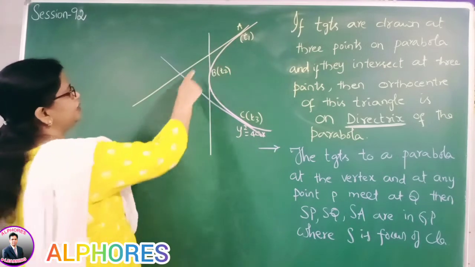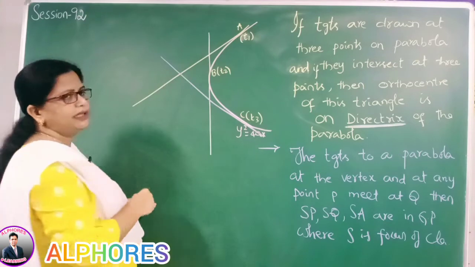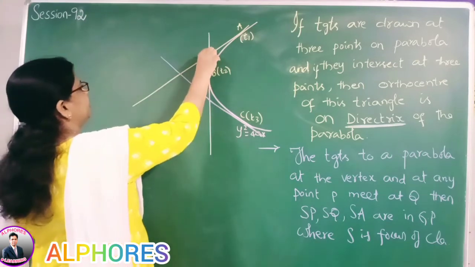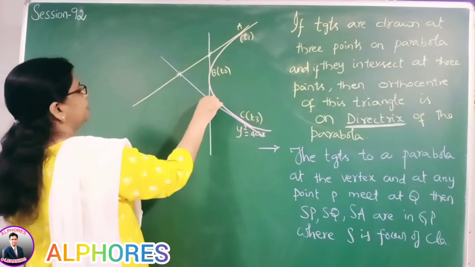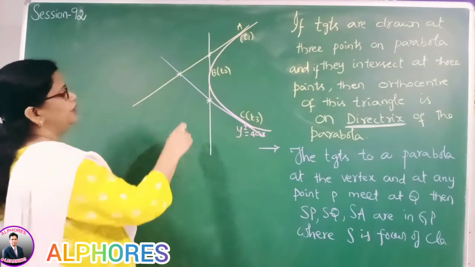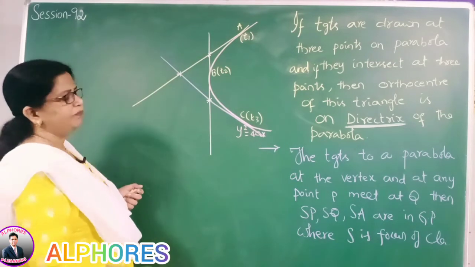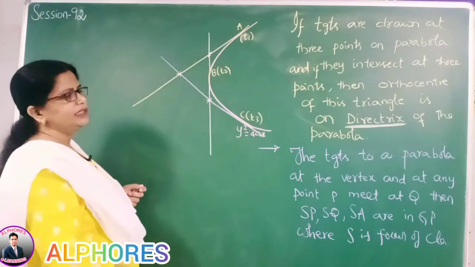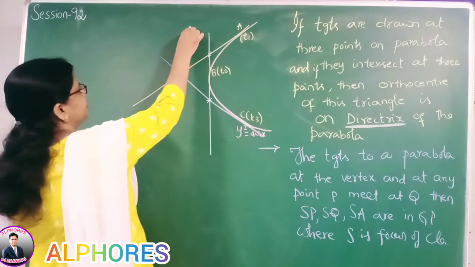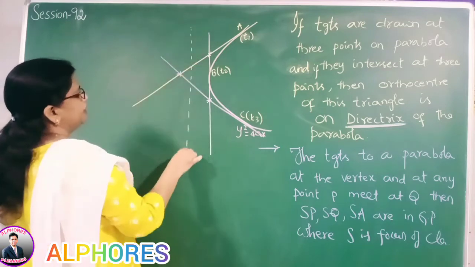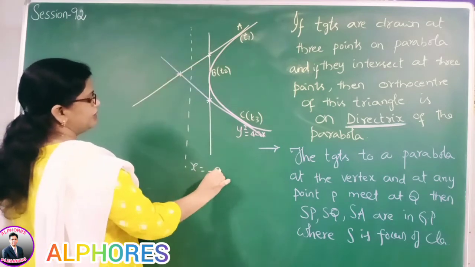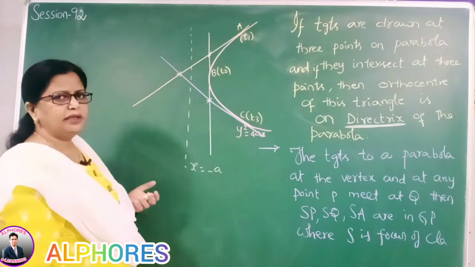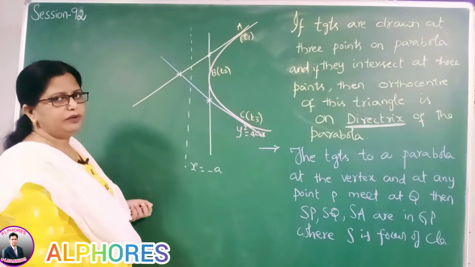Now these 3 tangents are intersecting at 3 different points. Now what is our question here? Whatever the orthocenter of this triangle, this orthocenter is always on the directrix. So if this is our directrix, x is equal to minus a, then the orthocenter of this triangle is always on the directrix. That we have to prove.